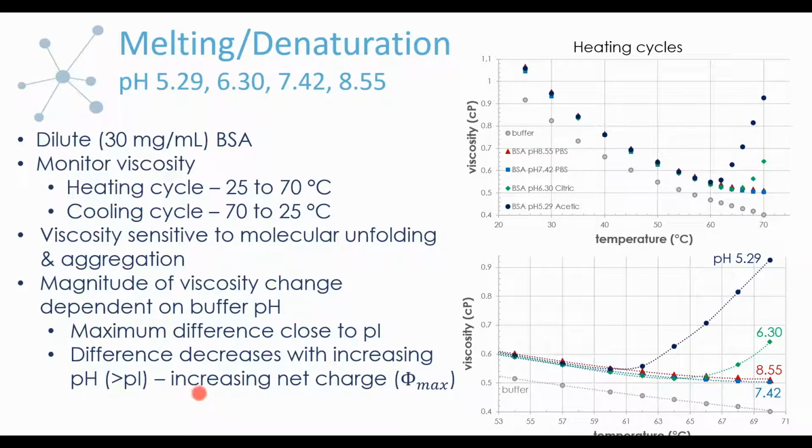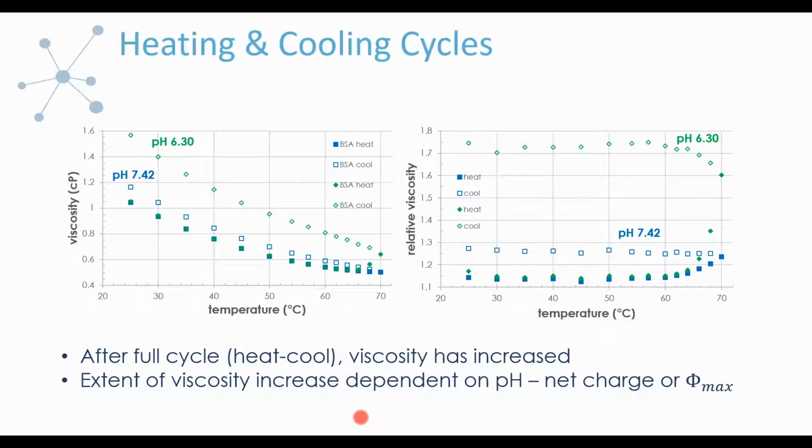This is consistent with the idea that if we have a system that's charged, and increasing charge as we increase pH, then as these protein molecules unfold, if there is some stabilizing force, this potential maximum due to electrostatics, we could expect that there would be less aggregation occurring. So let's take another view of this so we can get a more complete view.